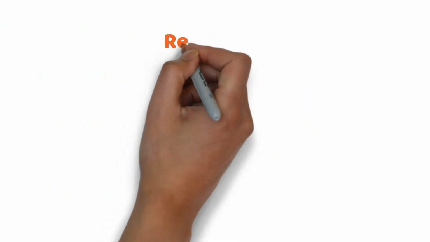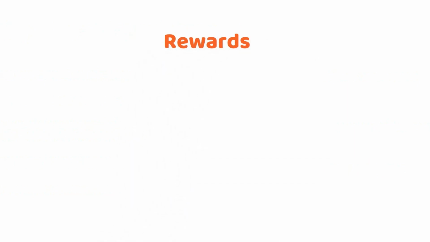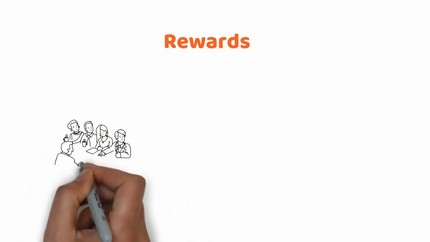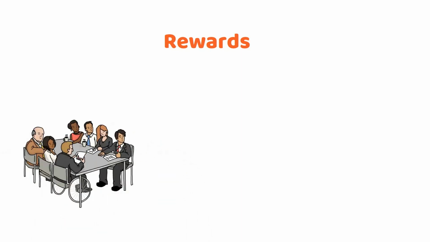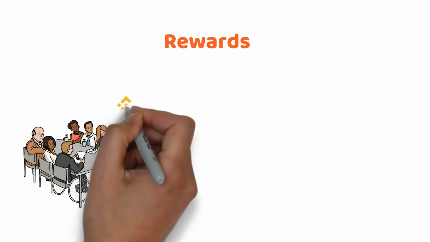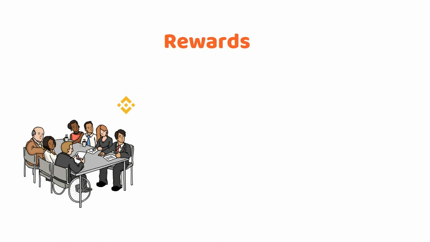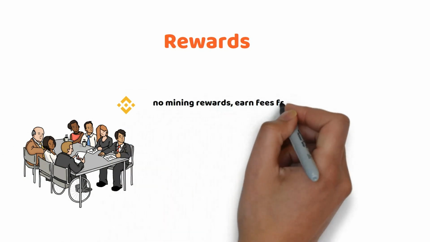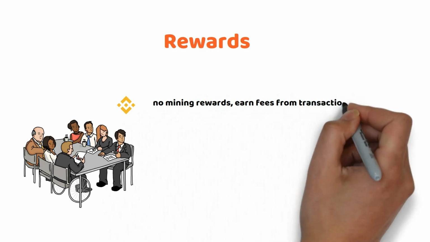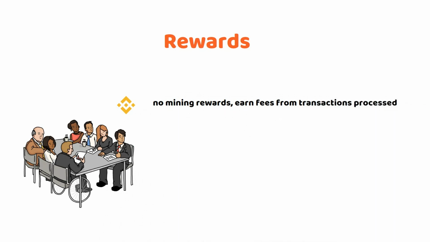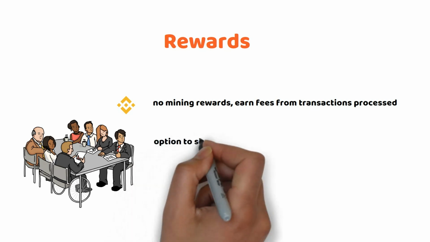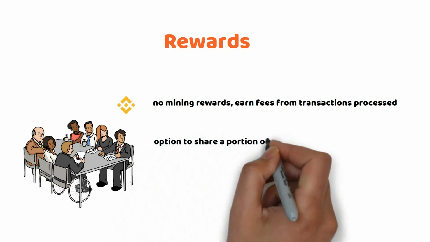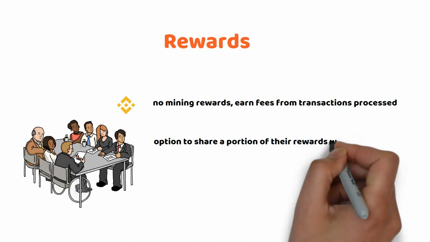Rewards. In Binance Smart Chain, validators are rewarded with transaction fees in the form of Binance Coin, BNB. As BNB is not an inflationary token, there are no mining rewards like in Bitcoin and Ethereum networks. Instead, validators earn fees from transactions processed in each block. Validators have the option to share a portion of their rewards with delegators who stake their BNB to support them, as an incentive for more staking.